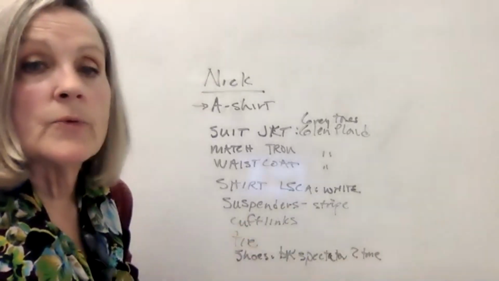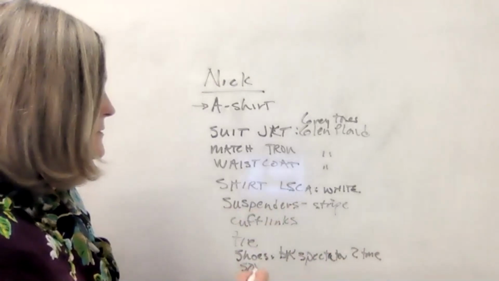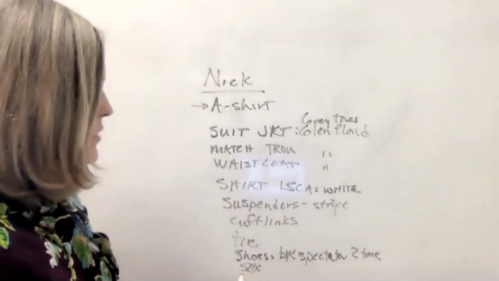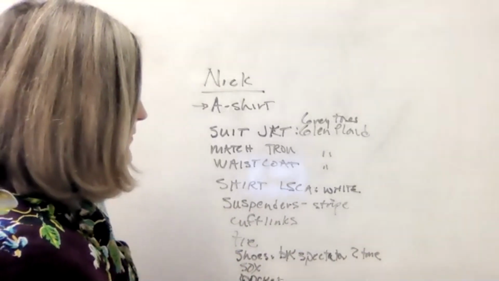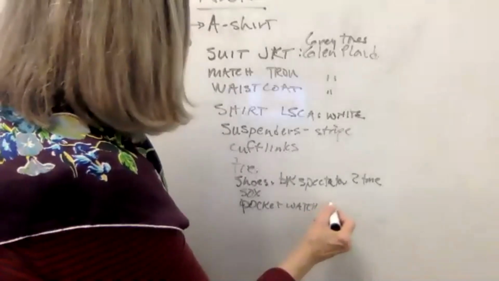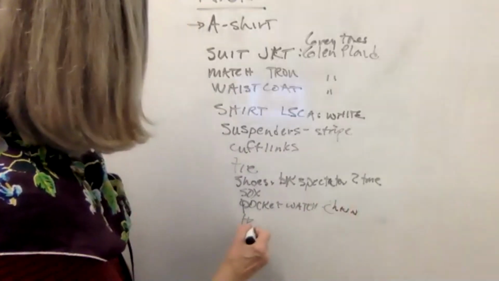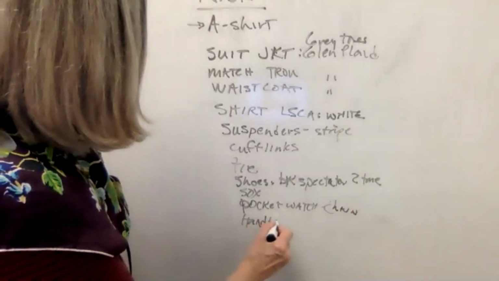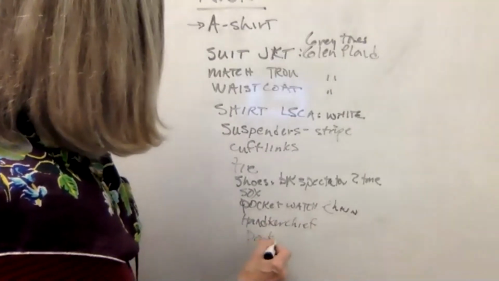From Spats, by the way. That's spectator pumps come from Spats. Socks. He has a watch, pocket watch. Can you pan the camera down just slightly? Absolutely. Thank you. Yep. With a chain. He has both a handkerchief and a pocket square.